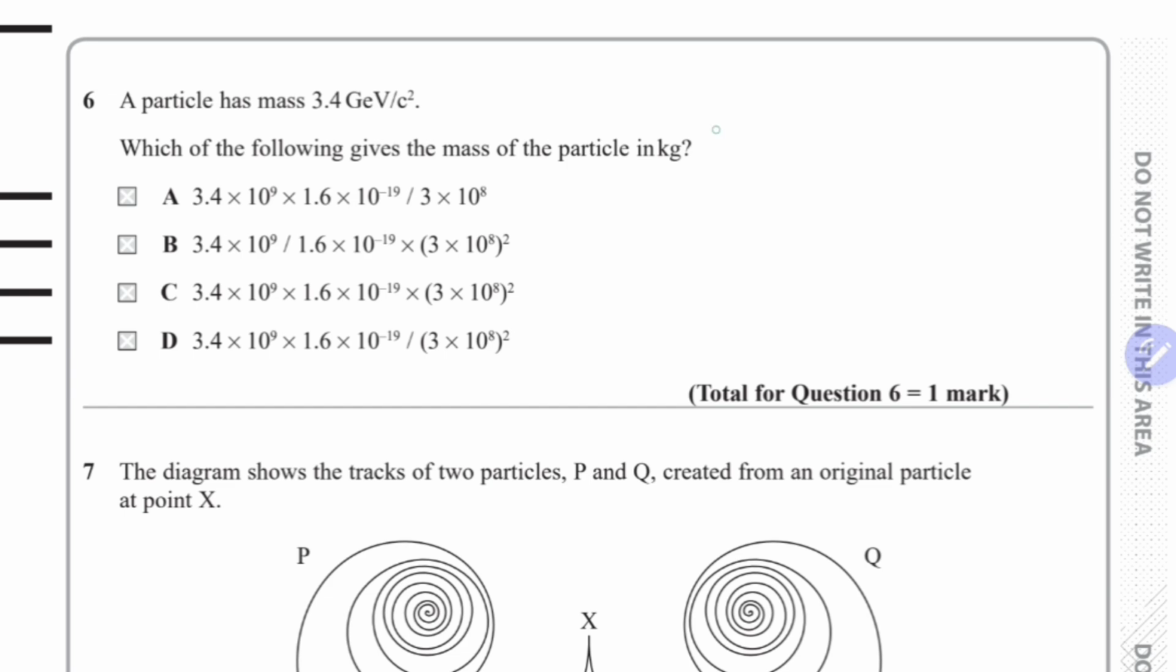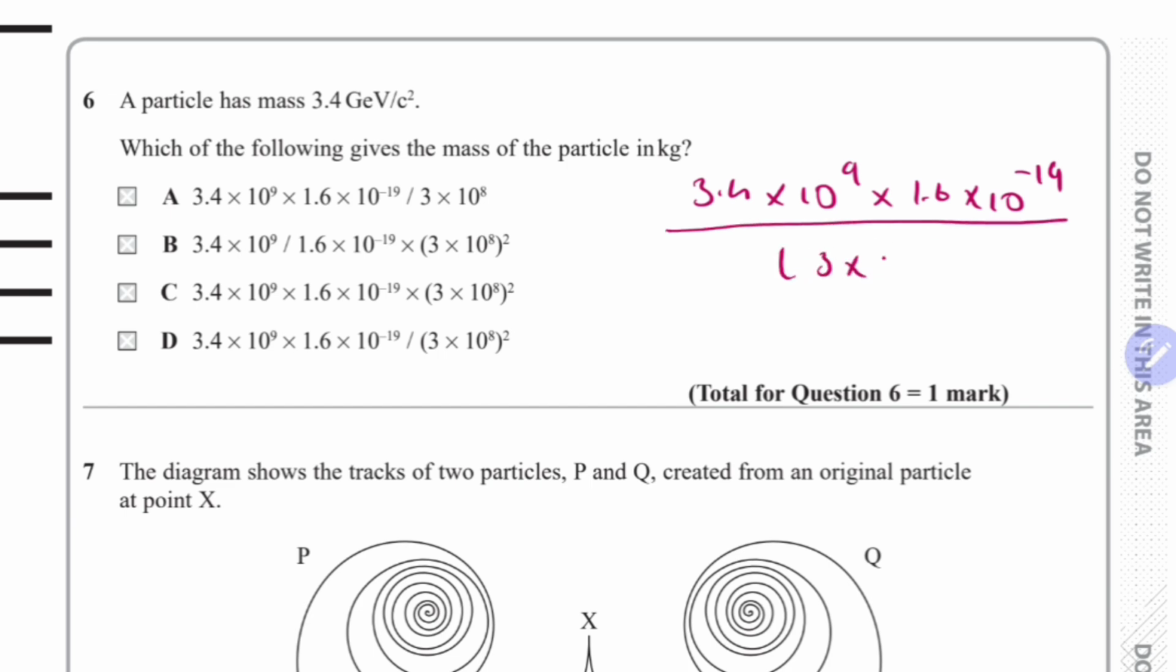First of all, we need to convert it into eV. For that, 3.4 into 10 to the power 9. Then we have to convert it into joules, which is 1.6 into 10 to the power minus 19. As it is per c square, we are going to divide it by c square, which is (3 into 10 to the power 8) whole square. We have this option in number D.